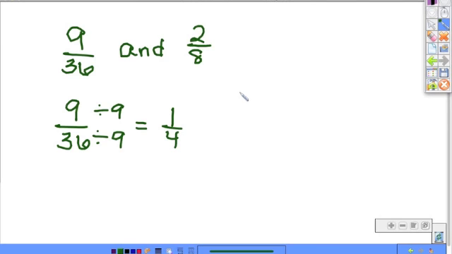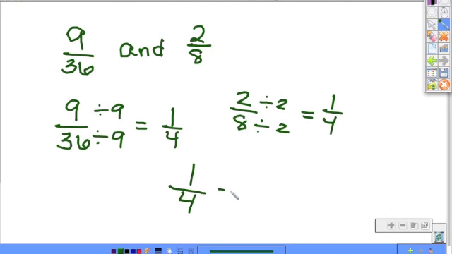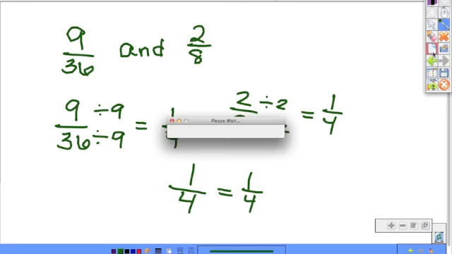Okay, now I'm going to take 2/8 and put that in simplest form, and I know I can go into each of these numbers by 2, and that one also reduces down into 1/4. Okay, so these fractions are equivalent, which means 1/4 equals 1/4. They are the same. I can have 9/36 of something, and I can have 2/8 of something. It's the same amount. And that's what equivalent means. Well, what would it look like if it's not equivalent?